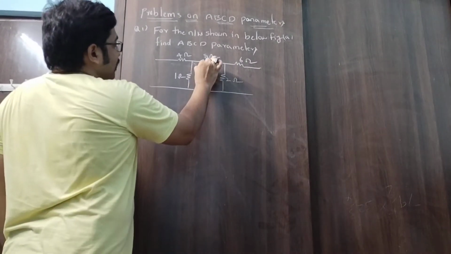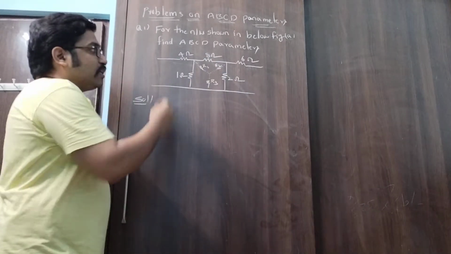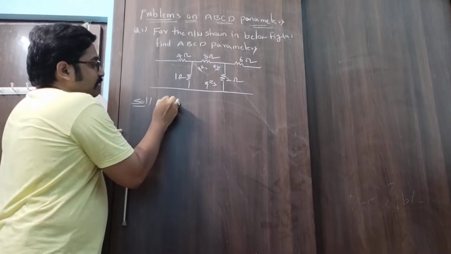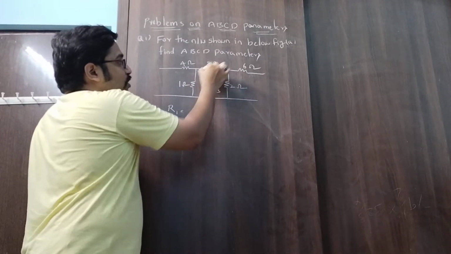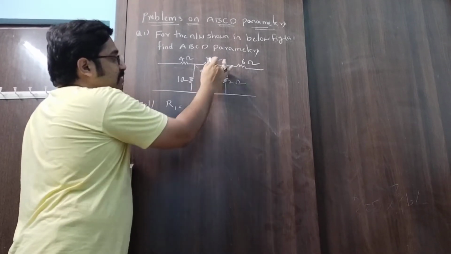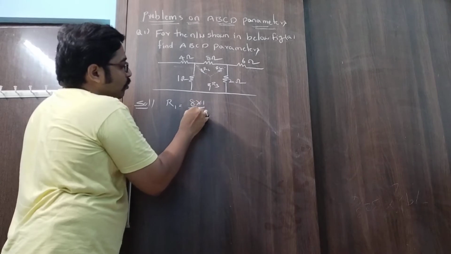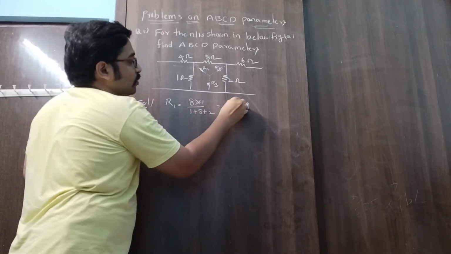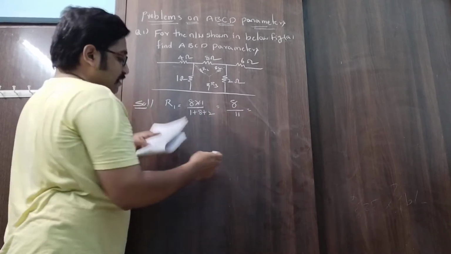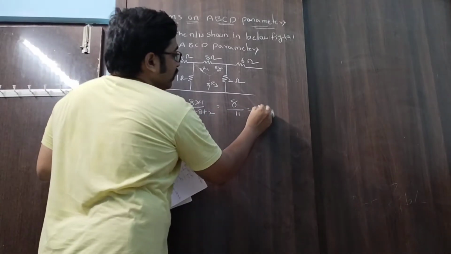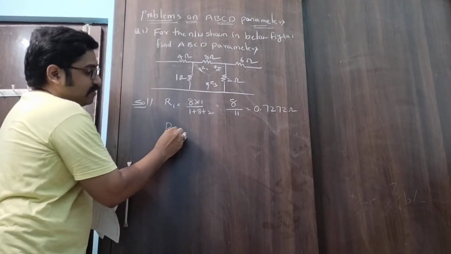Let us say this is R1, this is R2, this is R3. Now I need to find out R1. R1 is equal to the product of the adjacent two branches divided by the summation of all the three branches. So 8 into 1 divided by 1 plus 8 plus 2. 8 into 1 is 8, divided by 8 plus 2 is 10, 10 plus 1 will be 11. So 8 by 11 will be 0.7272 ohms.